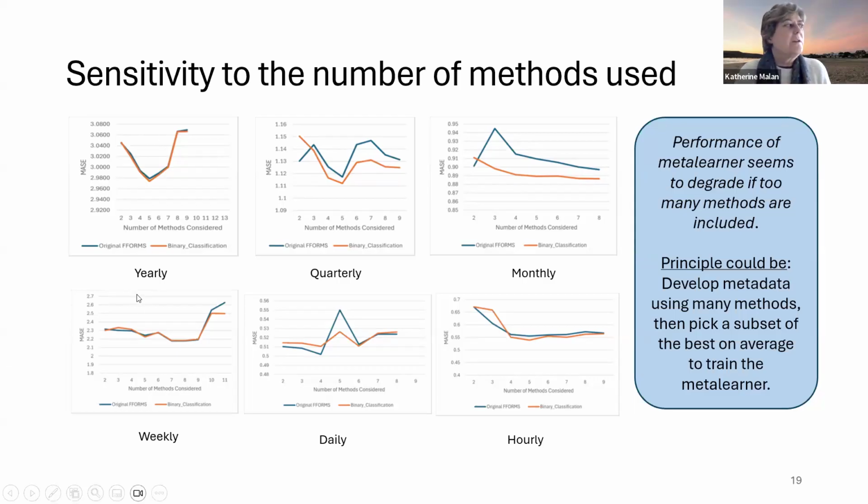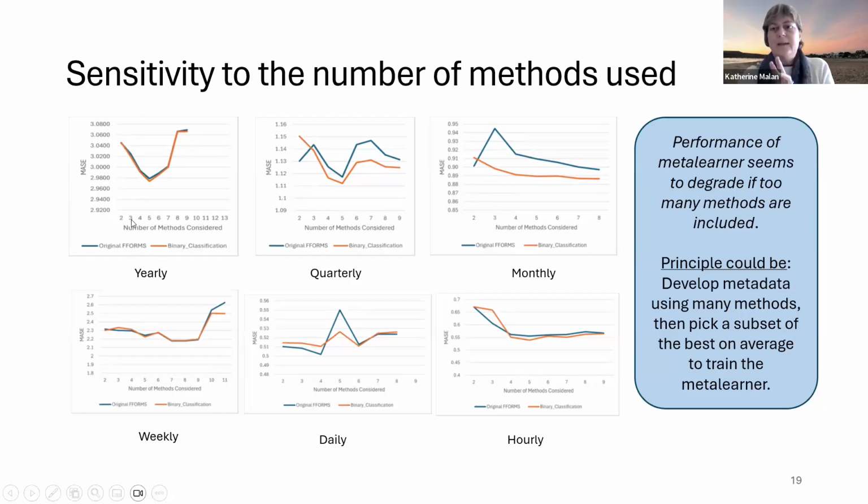So if you start with only 2 algorithms, the 2 that are best on average, and you develop a meta learner with just those 2, then, this is now the yearly data sets, they always divide them up. At that point, we have a mean squared error if we're using 2 with a meta learner.